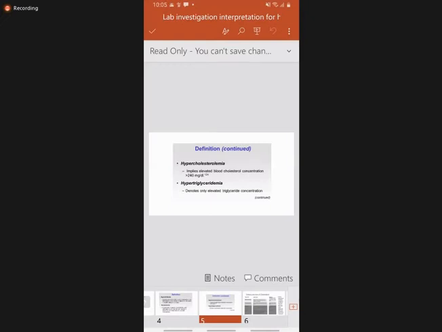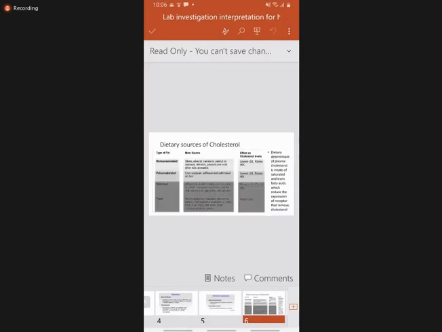And hypertriglyceridemia is the elevated triglyceride concentration. So hyper indicates increase: an increased concentration of any lipid component, whether LDL, VLDL, HDL, triglycerides, or cholesterol. Elevated triglycerides are also called hypertriglyceridemia.